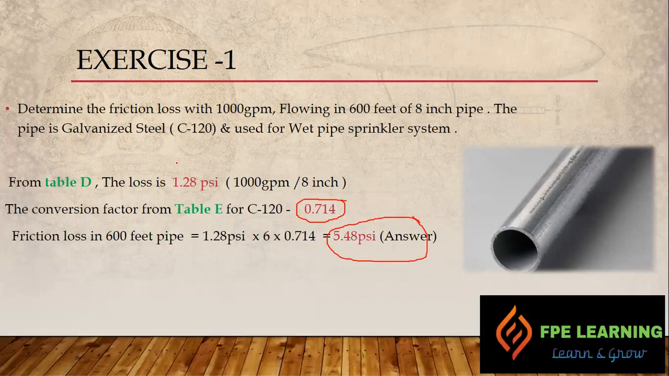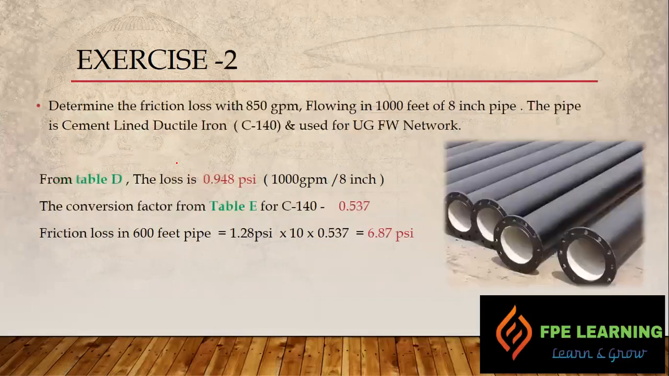And again, the length of the pipe is 600 feet. So we have to use the same 1.28 psi multiplied by 6. Sorry, we are at exercise 2, not in exercise 1.